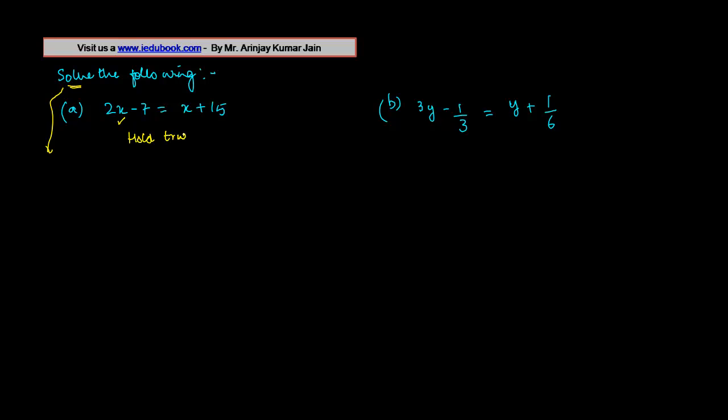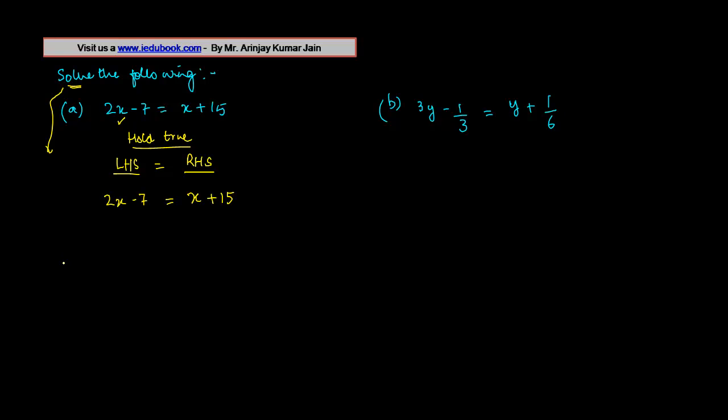Right? So we know that there is some value of x which is going to satisfy this particular equation, meaning that if we substitute x in this equation, the value which we get on the left hand side would be equal to the value that we get on the right hand side. So let us see how we solve it. We know that 2x minus 7 is equal to x plus 15.